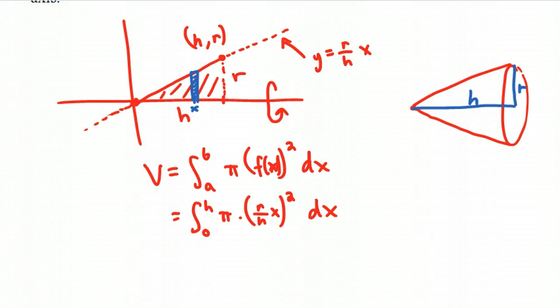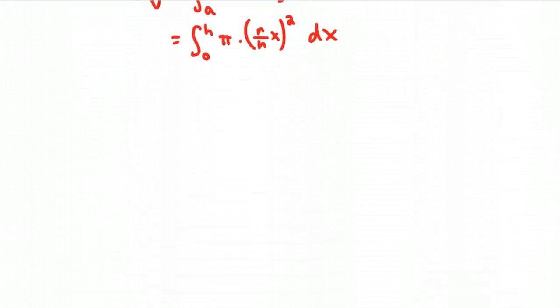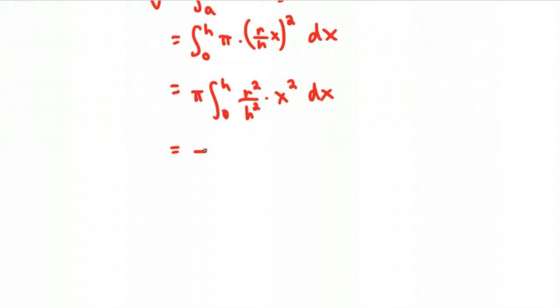Okay, now we can do some simplification. We can take the pi out front if we want. And also we can square (r over h) times x, and we would get r squared over h squared times x squared. Now we're doing an integral with respect to x, so we think of x as the variable and r and h are constants. So we can pull the r squared over h squared out in front of the integral, and we're still integrating from 0 to h of x squared.